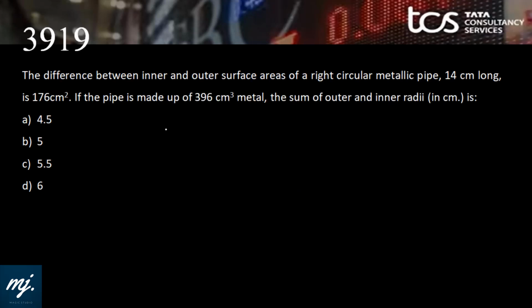Now in this particular question, we would be dealing with a hollow cylindrical pipe. The outer radius is capital R and inner radius is small r. The difference between the inner and outer surface area of a right circular metallic pipe 14 centimeter long is this much. Now the surface area is given by what? Pi r square h.